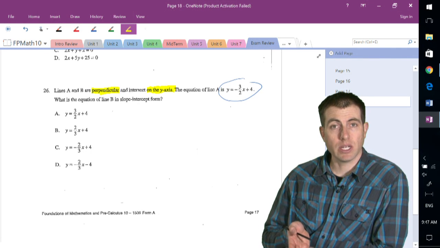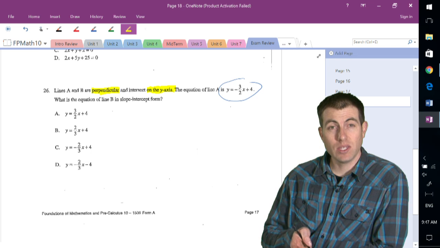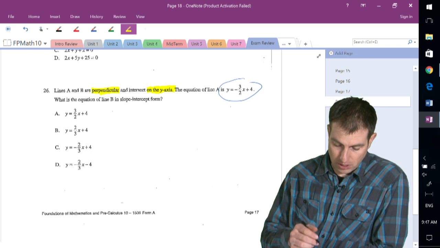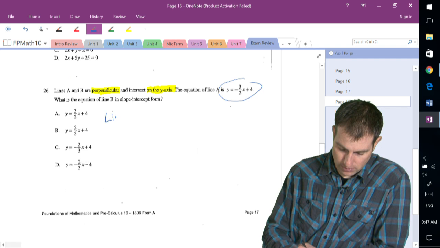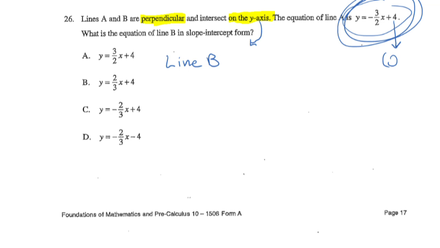The equation of the line we're given here, line A, is in slope-intercept form, so I know the slope and the y-intercept of it. It turns out that I know the y-intercept of line B, because line A and line B intersect on the y-axis. Where does line A cross the y-axis? At what point? Well, this is going to be 0, 4. That is the y-intercept. So line B has a y-intercept of 0, 4. It has to.